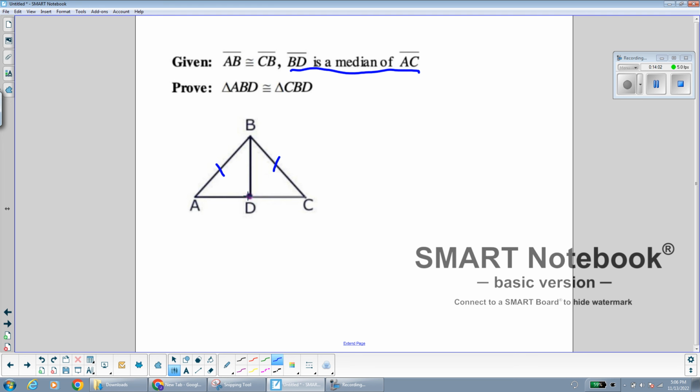So we know that D is the midpoint of side AC since BD is a median. If D is the midpoint of side AC, it's splitting side AC into two congruent parts. And then we see the shared side between the two triangles, which is congruent to itself by the reflexive postulate. So we see here that we're going to ultimately prove that the two triangles here are congruent by SSS. Take a second and try to write the two-column statement reason chart by yourself. I'm going to display my statement reason chart here in about 1 second.